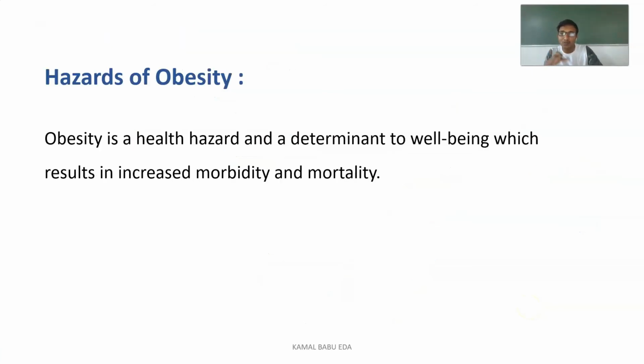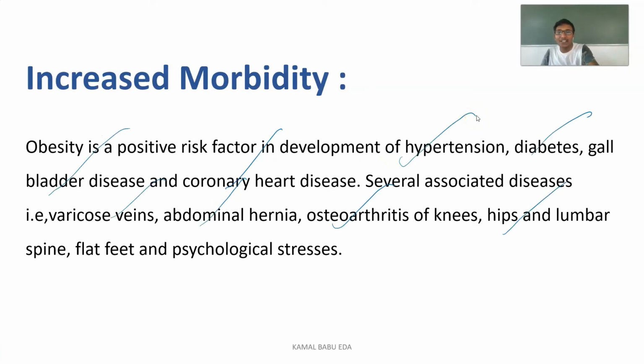So coming to the hazards of obesity. What are the hazards of obesity? It mainly increases the morbidity and mortality of persons. It is the major cause for several chronic diseases such as hypertension, diabetes, gallbladder diseases and coronary artery disease. Since it is the major risk factor, there are more chances of developing these diseases, so it will increase the morbidity rate. As well as other diseases such as varicose veins, abdominal hernia, osteoarthritis of hips and lumbar spine, flat feet and psychological stresses. These are some of the other factors leading to morbidity in the obesity patient.